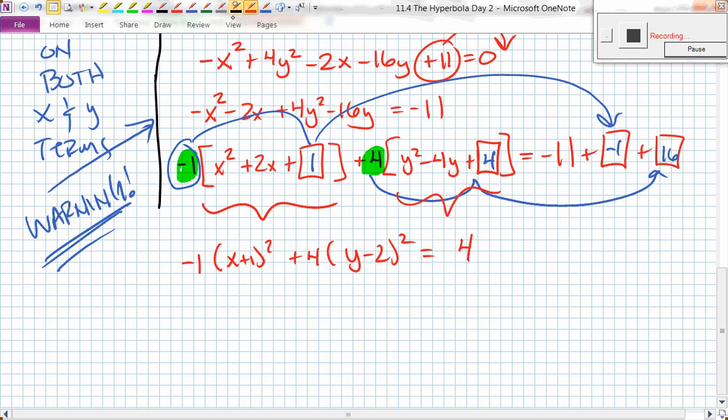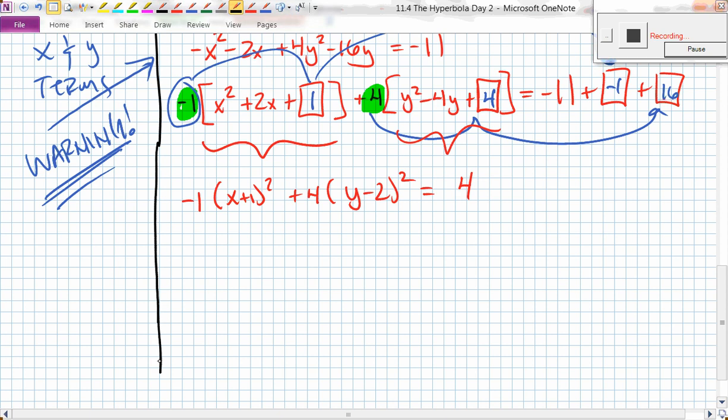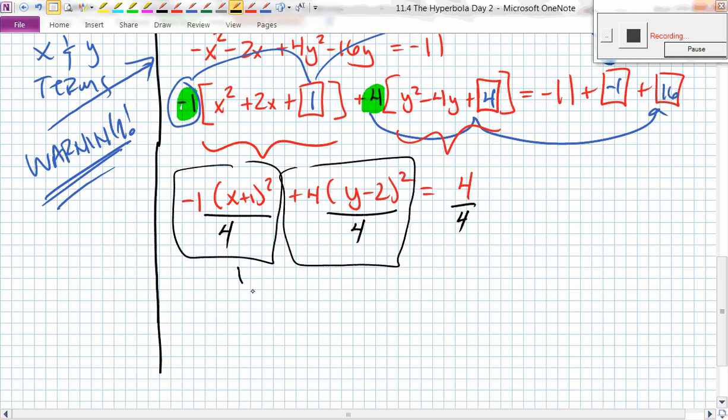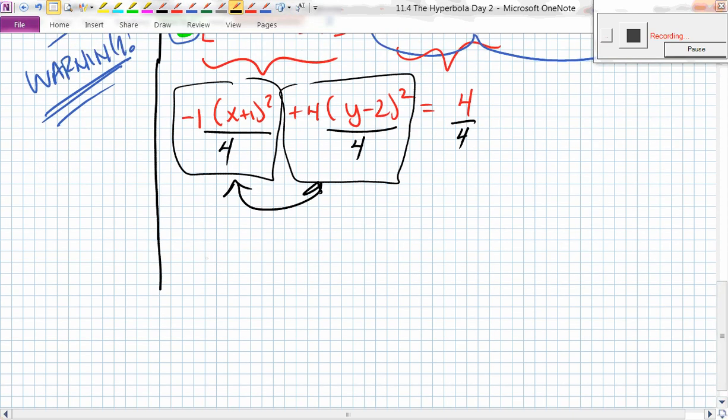We're almost home free. Who knows what I'm going to do next? Divide by 4, but I'm also going to do something else. Anybody know what it is? Yeah, Olivia sees it. I'm going to switch this term and this term, switch them places. Why am I going to do that? So the positive numbers first and the minus sign is in the middle. You guys are on top of it. Nicely done.